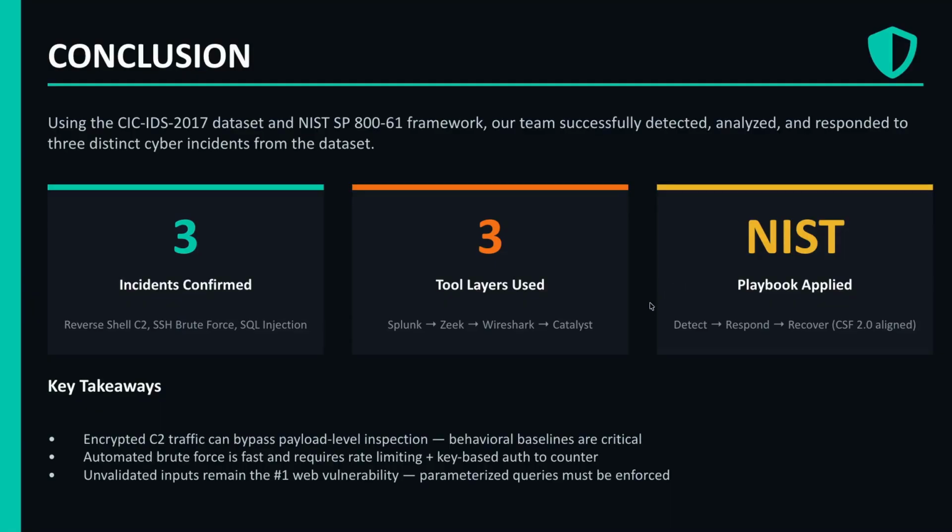So in conclusion, we used the CIC IDS 2017 dataset. We found 3 confirmed incidents. We used 3 different tools to do it, which were Splunk, Zeek, and Wireshark, and then we labeled everything in Catalyst, and we used the NIST playbook. So key takeaways that we have were: encrypted C2 traffic can bypass payload-level inspection, automated brute force is fast and requires rate limiting, and unvalidated inputs remain the number one web vulnerability.